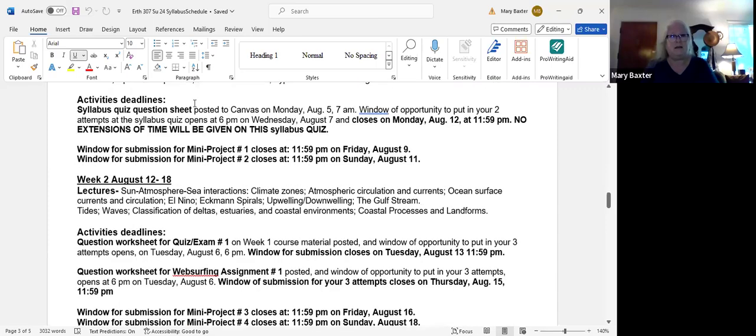Then there's going to be activity deadlines. Okay, so the first one is the syllabus quiz. It will be open Wednesday this week, and then it'll close the next Monday at basically midnight, 11:59 p.m. And in fact, that's when everything closes on the day that it's due, at 11:59 p.m.